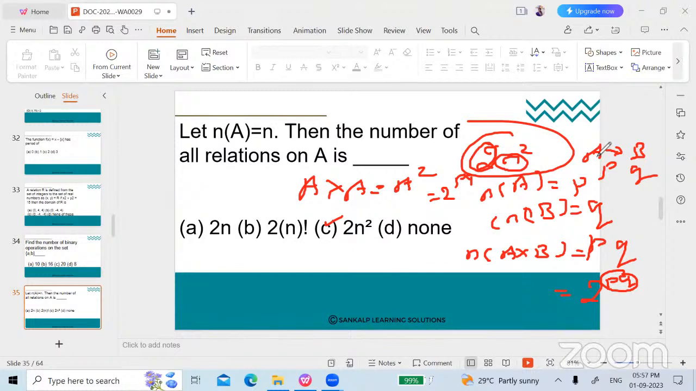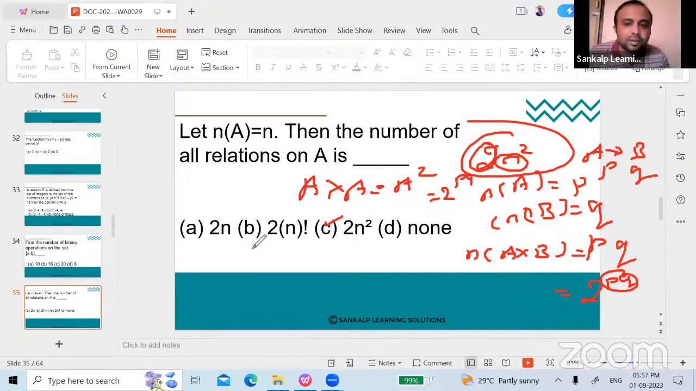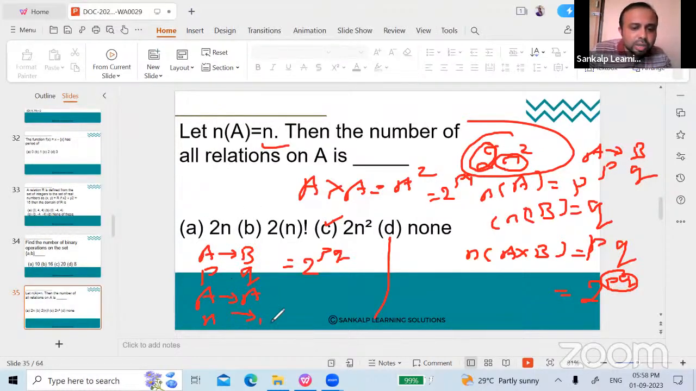Is it understood or not? I will show you clearly in this box. Look here, when A and B are two sets, P and Q will be there, and this can be defined as 2 to the power PQ. When A on A only is there, it is given that N is there, so N into N, which means 2 to the power N into N. It is N square. Cleared?